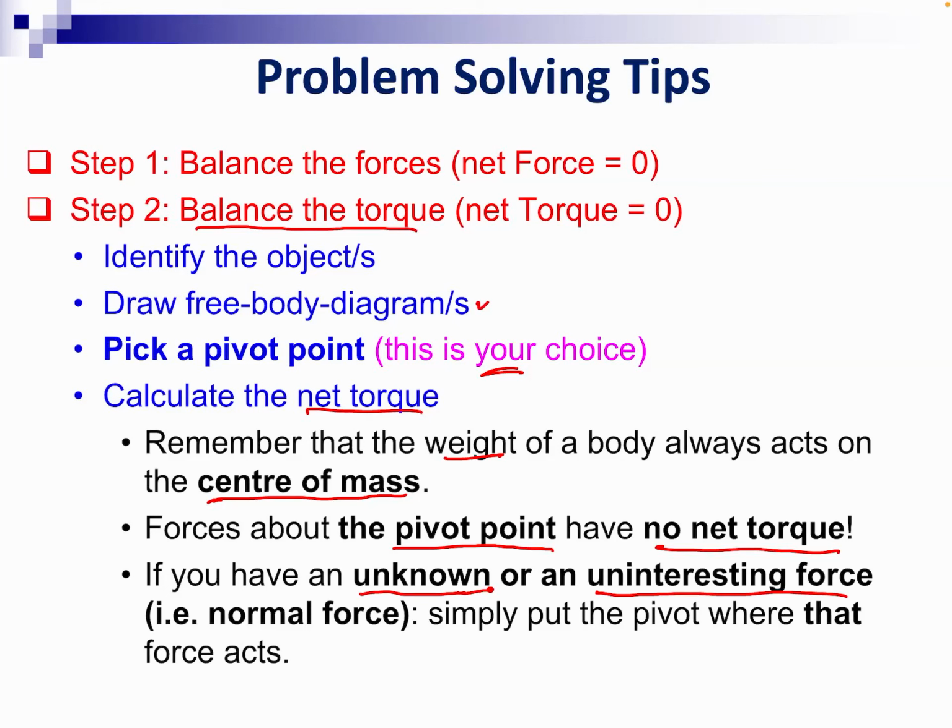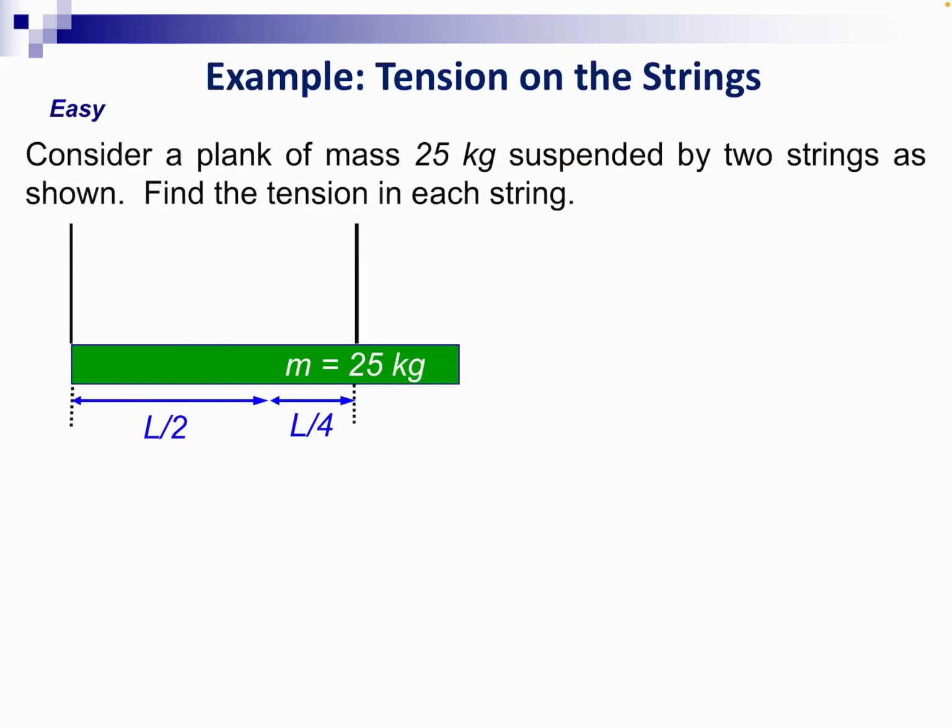So I guess the best way to look at this problem solving is like a recipe that I've listed down, is to look at problems and try solving them. So let's start with an easy problem here. You have a plank, could be a plank of wood, which has a mass of 25 kilograms. It's suspended by 2 strings, shown by these black vertical lines, and we want to find the tension in each string. The plank has a length of L.